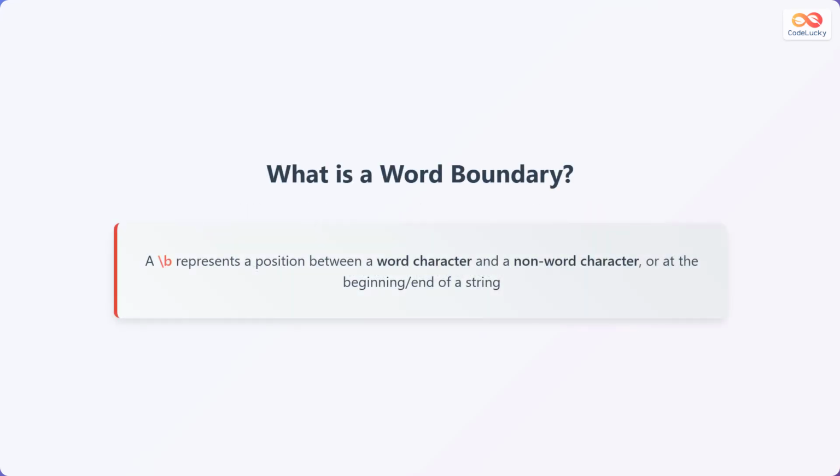So, what exactly is a word boundary? A word boundary, denoted by \b in regular expressions, represents a position that separates a word character from a non-word character. It can also mark the beginning or the end of a string. Think of it as an anchor that ensures you're matching the complete word, and not just part of it.